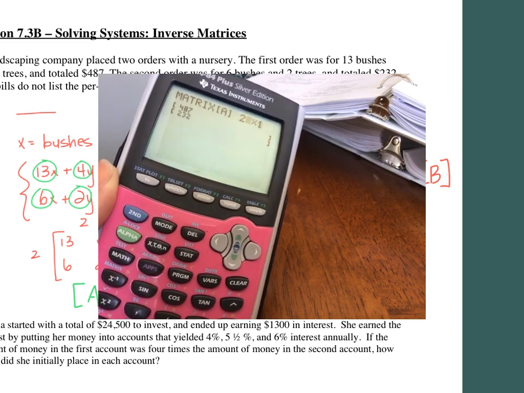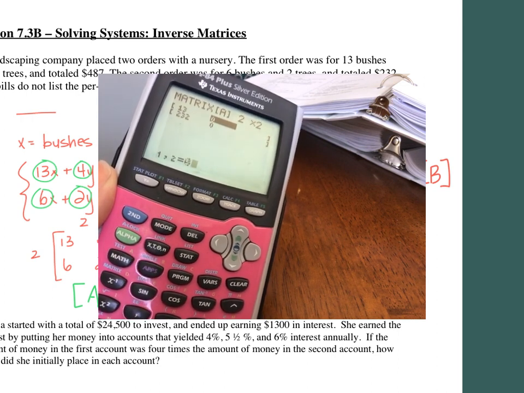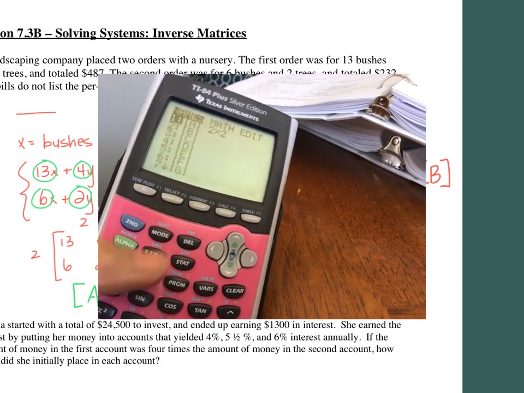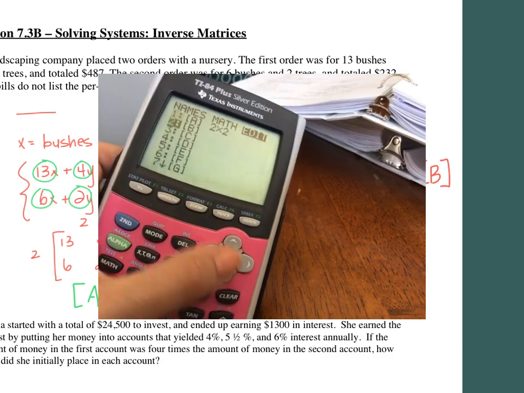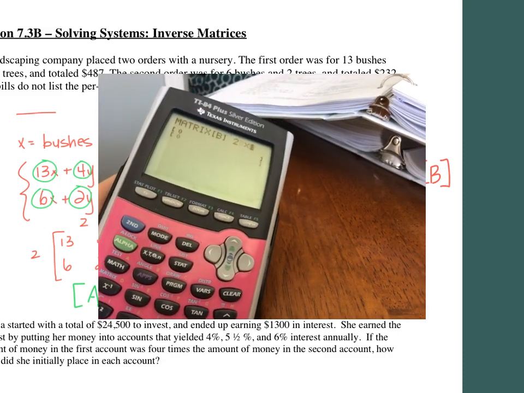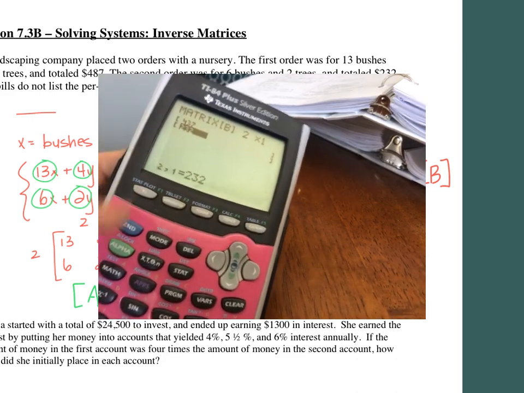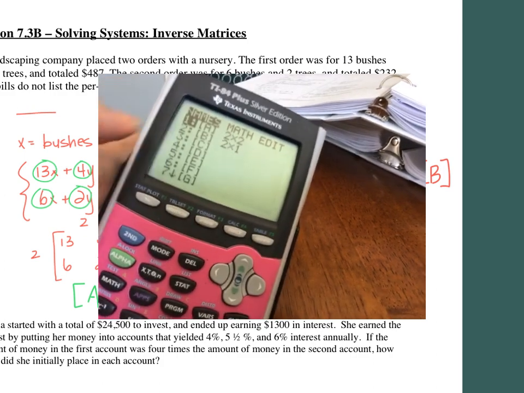All right, I need my 2 by 2. That was 13, 4, 6, and 2. And I think when I entered my matrix in, I didn't do matrix B. Maybe you guys caught that I didn't do that correctly. All right, 2 by 1, 437, 232. Okay, now I've got matrix A and B both in there.